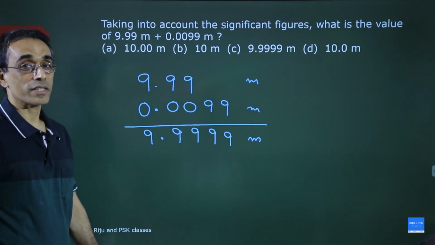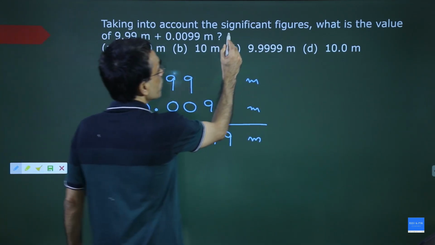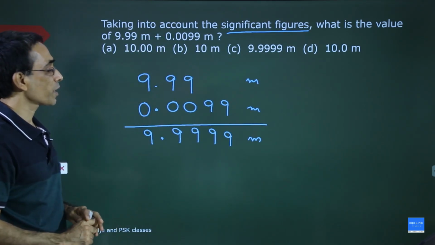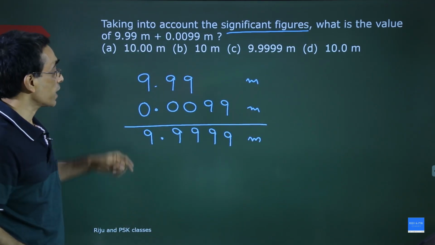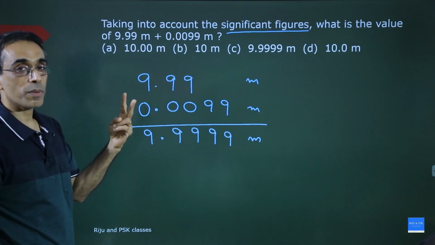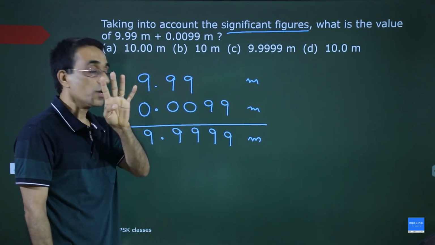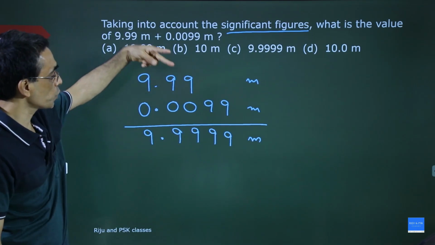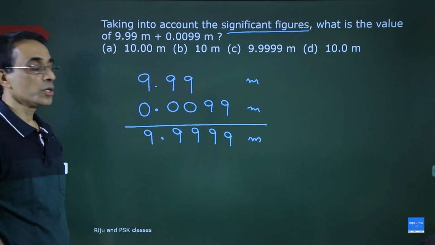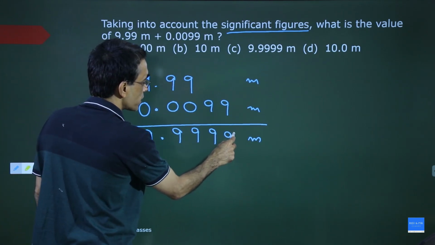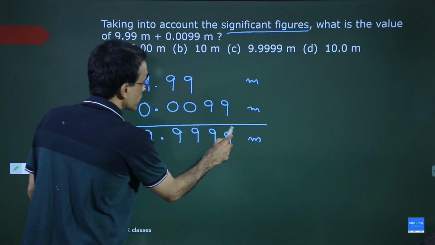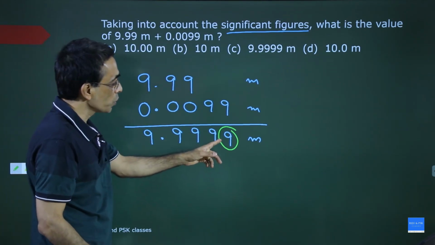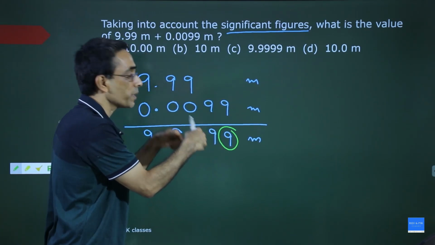Now what should you look at? You should consider significant figures, means you see which number has the lowest decimal places. And you can see that the first number has got 2 decimal places, whereas the second number has got 4 decimal places. So the lowest decimal place is 2, this should be rounded off to 2. To round off, you need to remove this 9. This 9 should be removed. And this 9 is a number greater than 5. So when you remove that one, this 9 should be increased by 1.